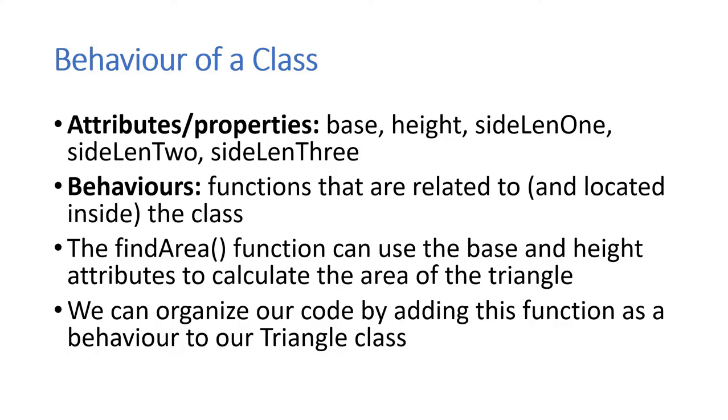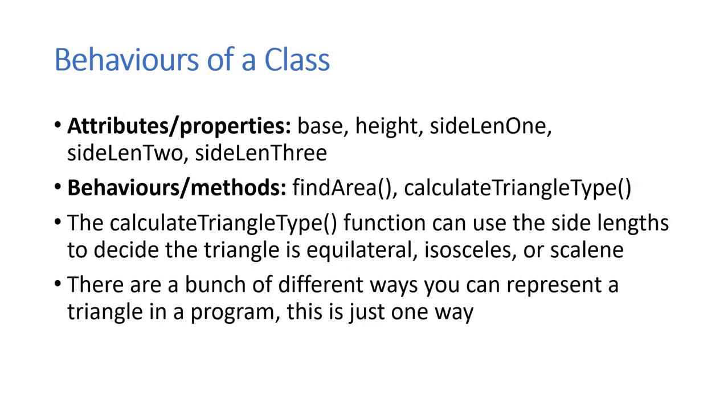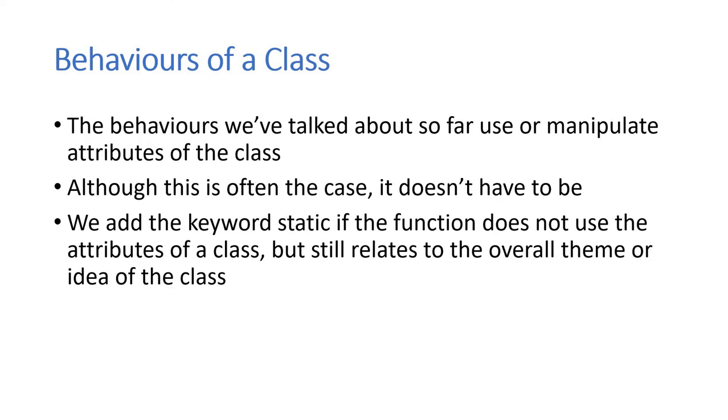Another name for a behavior is a method. We could say that findArea is a method of the triangle class. We could also add a behavior or function to this class that decides if the triangle is an equilateral, isosceles, or scalene triangle. An equilateral triangle has equal sides, an isosceles triangle has two side lengths that are equal, and a scalene triangle has all unique sides. With if statements and some comparisons with the side length attributes, we could implement a function called calculateTriangleType that returns the type of a triangle.